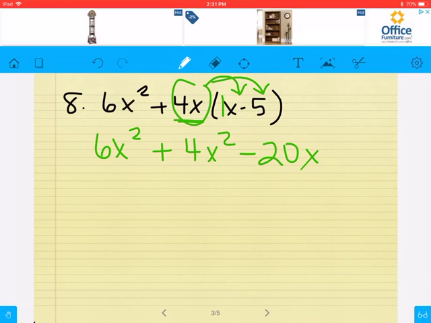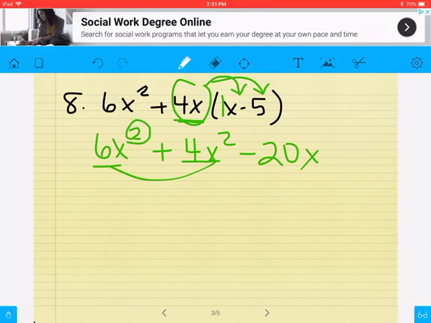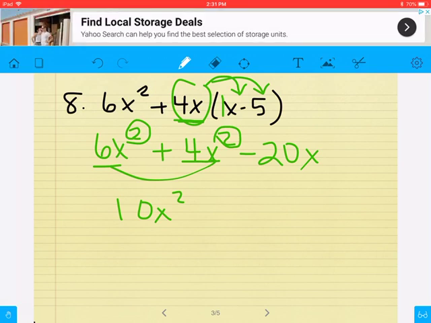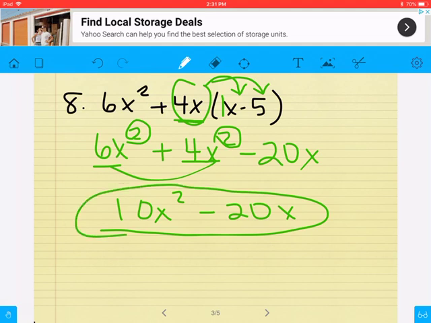Now I'm looking for any terms that I can combine because they are alike. So I've got this 6x squared and this 4x squared. The reason they are like terms is because they both have an x squared. So I can combine those. Be careful not to combine it with that negative 20x. 6 plus 4 gives me 10, and that x squared stays the same because we're combining them, we're not multiplying them. Minus 20x. We have simplified. We cannot combine any more terms. Therefore, 10x squared minus 20x is your correct answer.